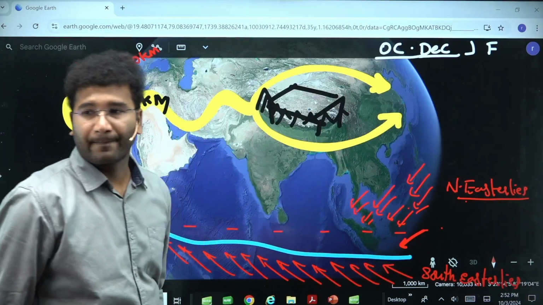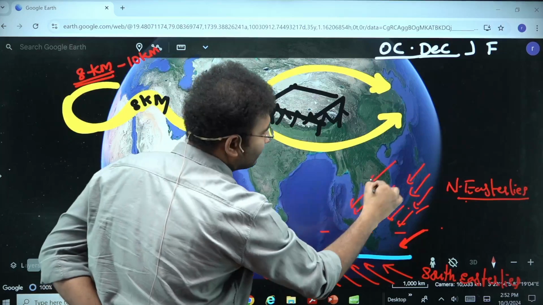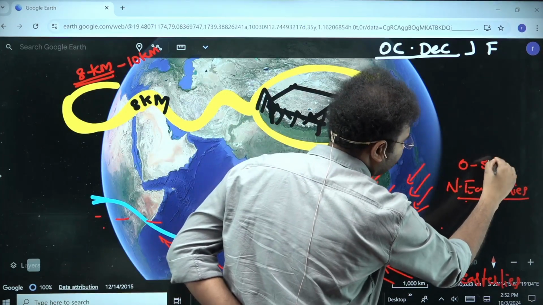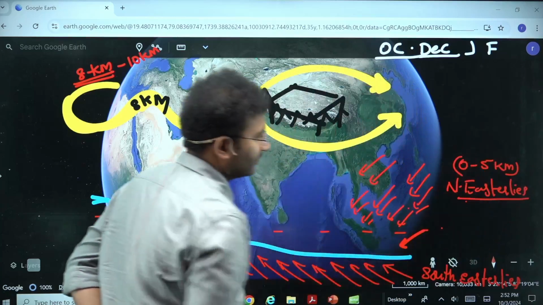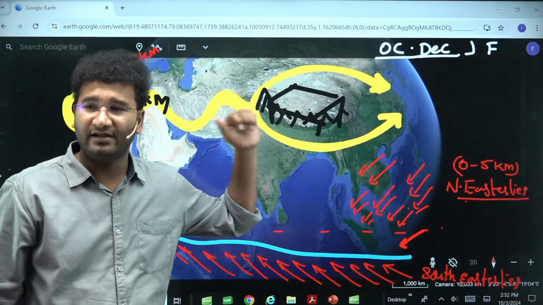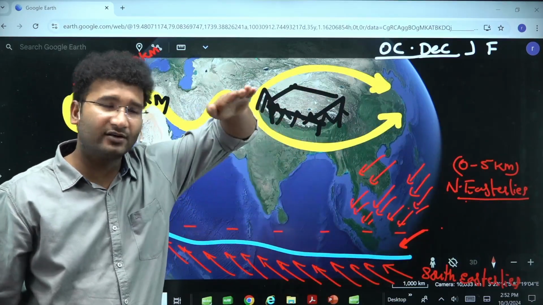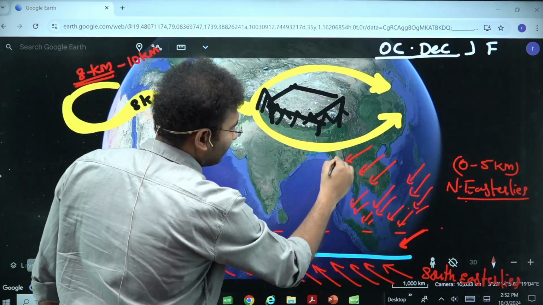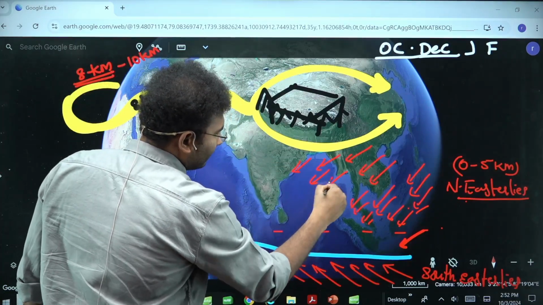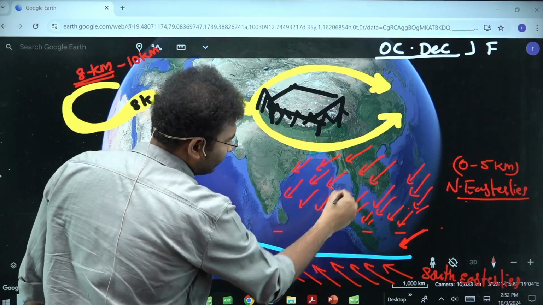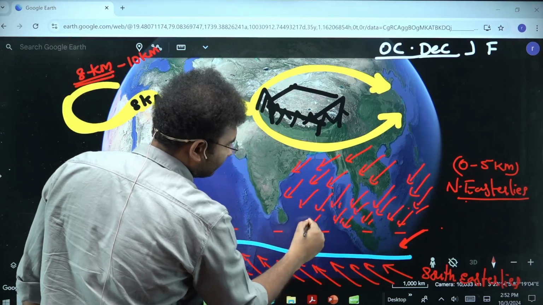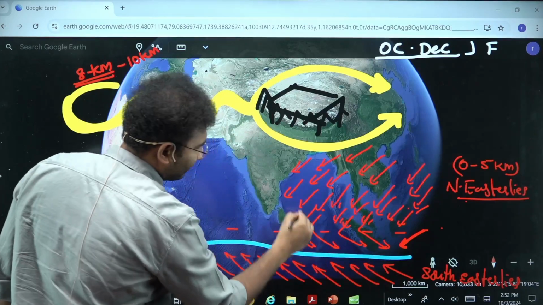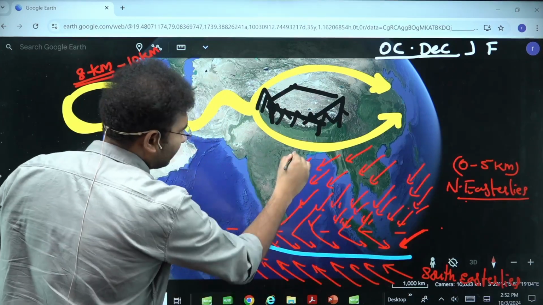Right? So these northeasterly winds which are moving at the surface, at what height? These are from 0 to 5 kilometers height. This is where they are moving. Now what is the height of this yellow color wind? The height of this yellow color wind is 8 kilometers. I'm talking about these surface winds. Now these surface winds are moving in this direction. Why are they moving in this direction? Because these are northeasterlies, and they drift once they cross the equator.